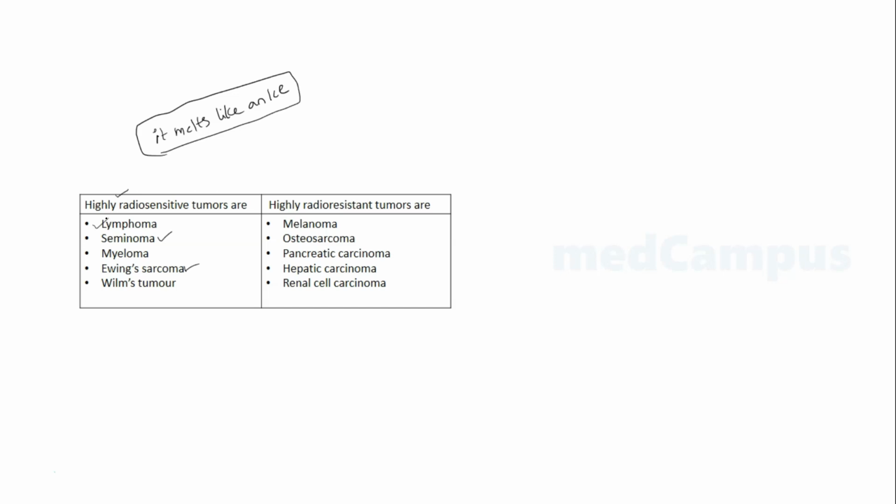And we also know lymph nodes, bone marrow, blood cells, they are most radiosensitive. That's the reason myeloma is there, and also Wilms tumor is a bit radiosensitive. But highly radioresistant, please remember melanoma and osteosarcoma, because there were questions in the previous year from this. And even RCC, hepatic carcinoma and pancreatic carcinoma are also highly radioresistant.